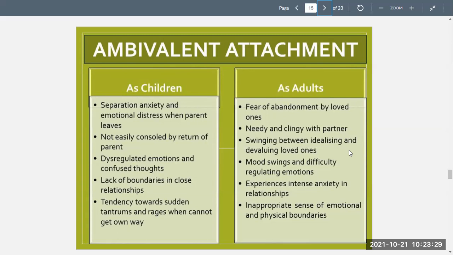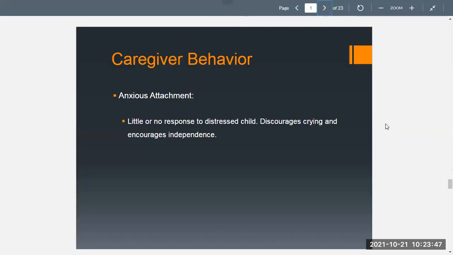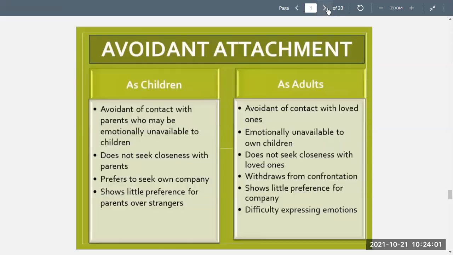Swinging between idolizing and devaluing loved ones. That's huge. Mood swings and difficulty regulating emotions. Experiences intense anxiety in relationships, inappropriate sense of emotional and physical boundaries. That's an anxious person. Caregiver behavior that the anxiously attached child experienced: little or no response to a distressed child, discourages crying, and encourages independence.